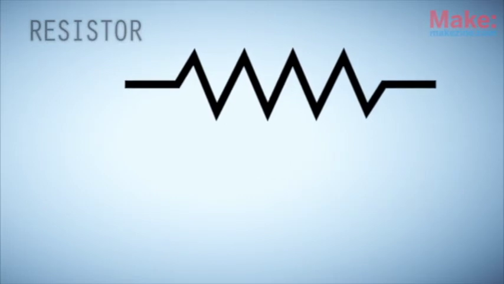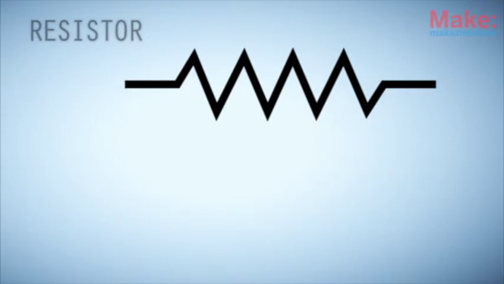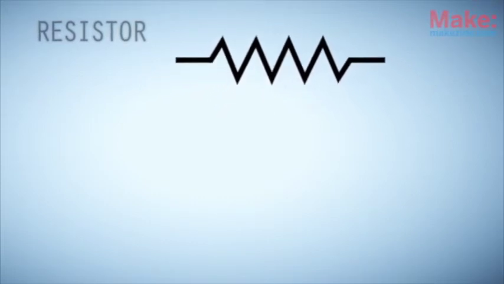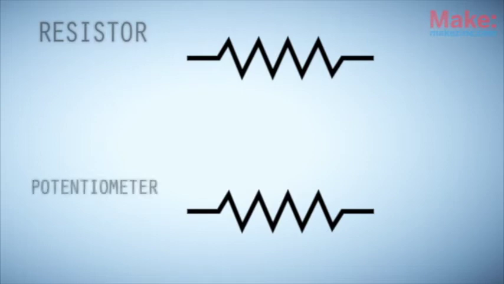That zigzagging shape actually hints at what a resistor does. Instead of allowing electrical current to flow through smoothly, like it does through a wire, a resistor restricts the flow of current, forcing it to follow a limited path of conductive material. Because a potentiometer is a variable resistor, it uses the same symbol with the addition of a third terminal to represent the pot's wiper.